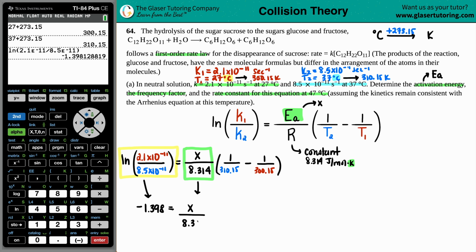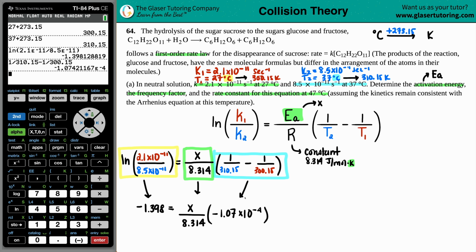So x over 8.314. And now, Calci's also going to do the heavy lifting for this. We can plug all this in one shot into the calculator. But if you feel comfortable finding out what this is, doing the subtraction, you can always do that as well. Your answer should come out to what I get. So 1 over 310.15 minus 1 over 300.15. Looks good to me. And 310 goes first. Yep. Negative 1.07 times 10 to the negative 4th.